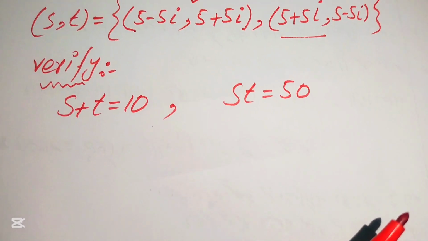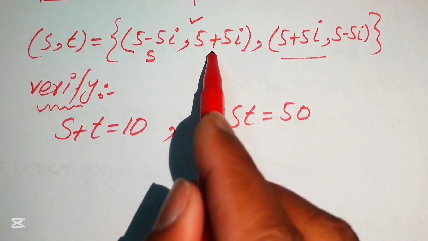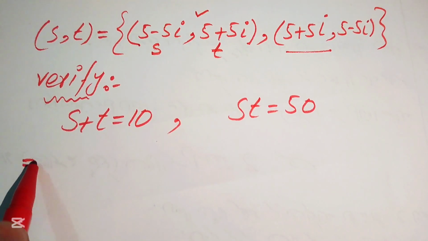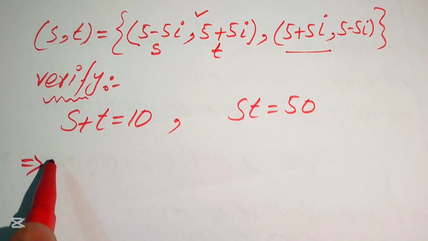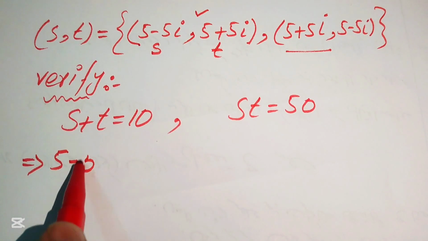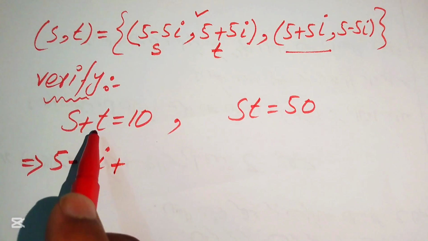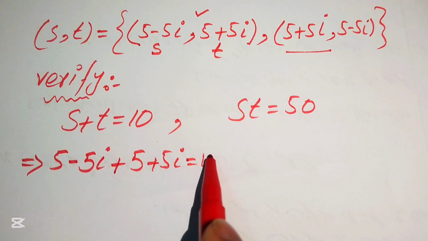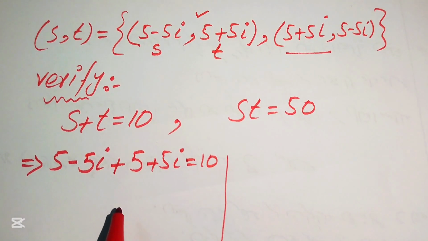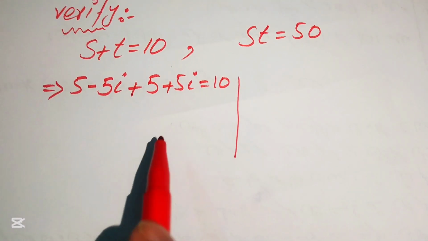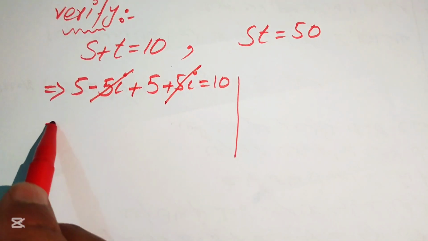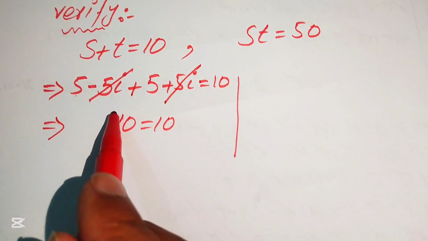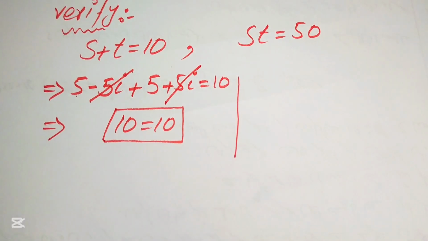So for the first solution, this is the value of s and this is the value of t. We put these two values of s and t in both of these equations. First we have the value of s, which is 5 minus 5 iota, plus the value of t, which is 5 plus 5 iota, and it equals 10. First we simplify this case, and after that we move to the second case. The plus and minus terms cancel each other, and we get 5 plus 5 is 10 equals 10. This shows that the values of s and t satisfy the first equation.